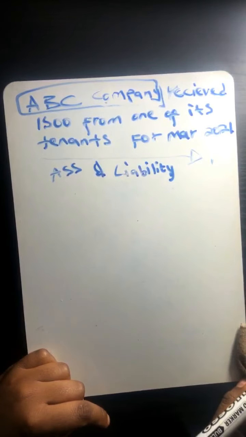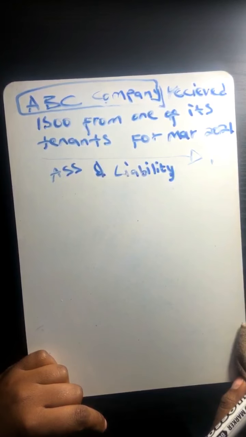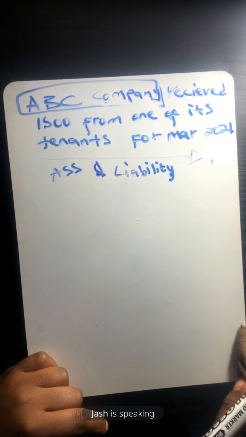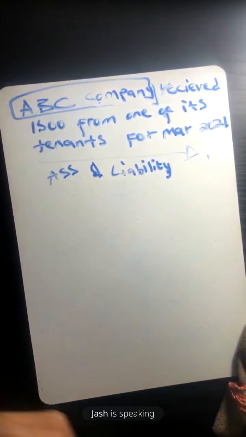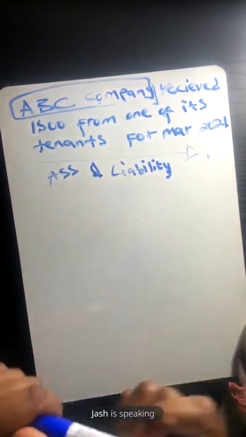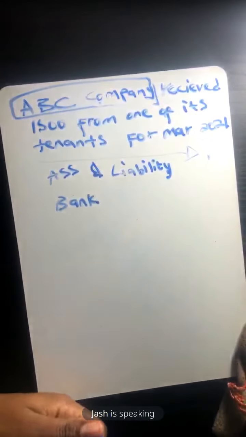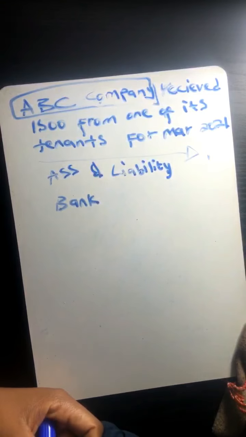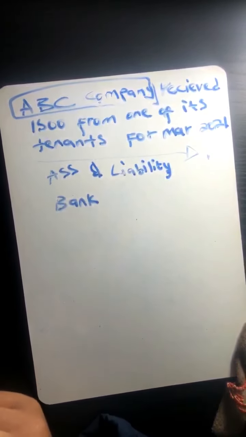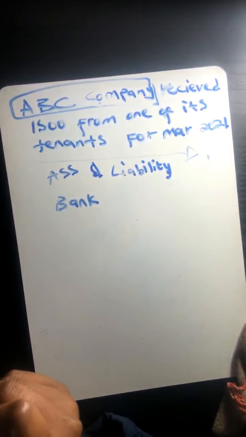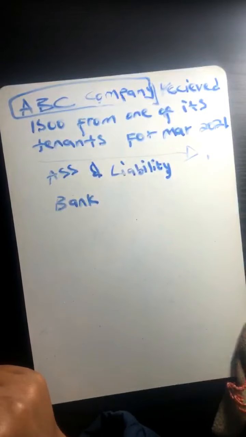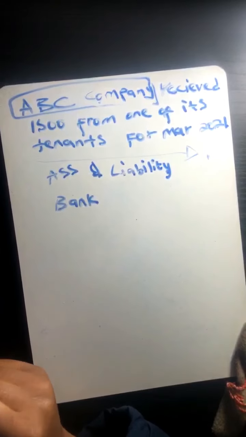Because I don't know, ma'am. Jesh, what do you say over there? Ma'am, I say that I think it's assets and liabilities. Why assets and liabilities? Because since the money is being received from the tenant, which will go into the bank, that's the asset, and the liability will be our current liability being received. Okay, who's next? Dikeledi. Dikeledi, can you please unmute? Madam. What do you think about this transaction?